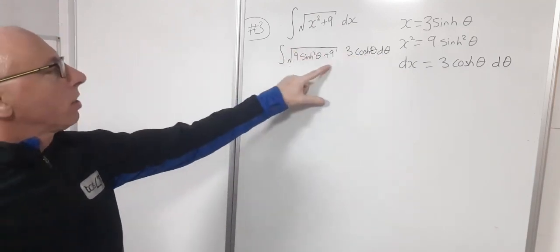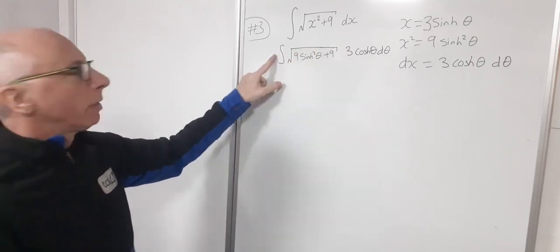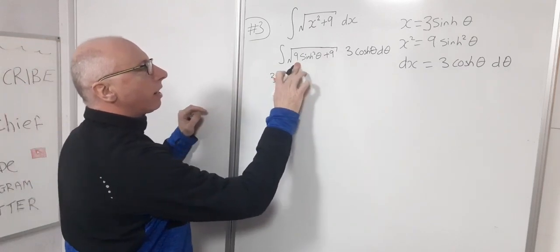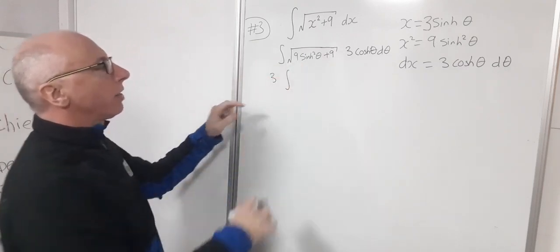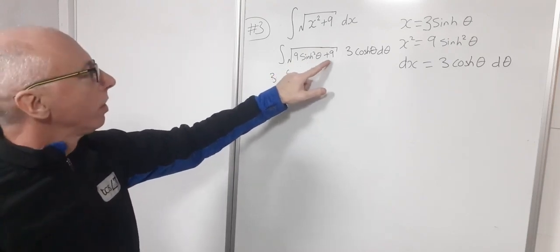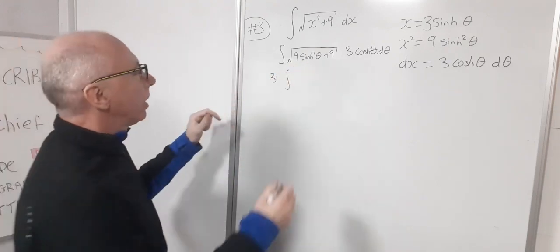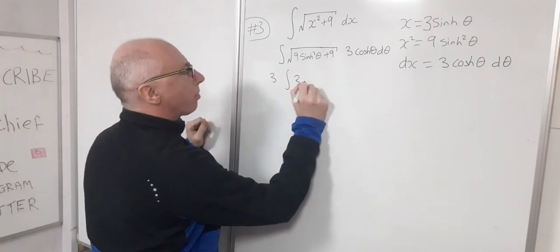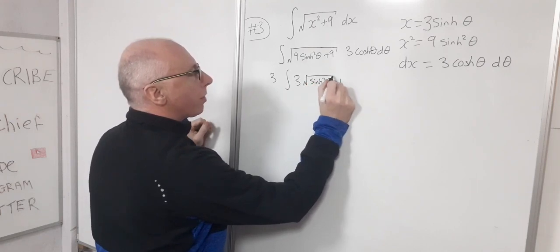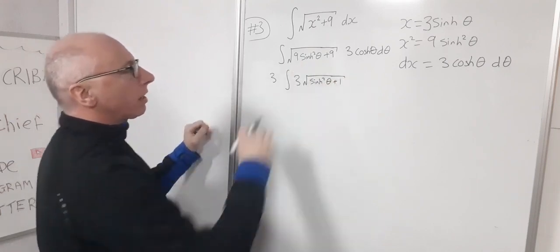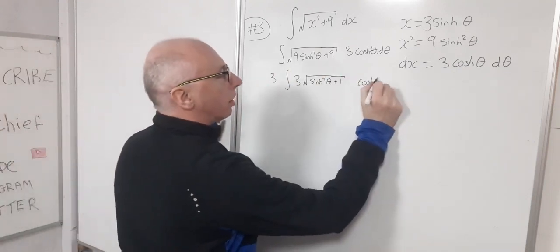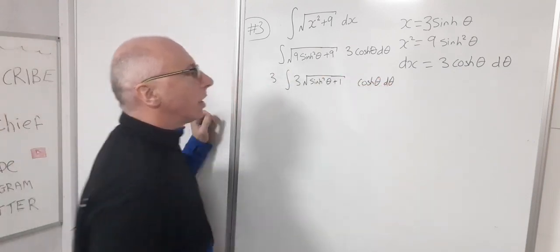Okay, so now to simplify this off, the 3 can come out the front. So I've got my 3 there. And then here I can factor a 9 out of this. So if I do 9 times sinh squared theta plus 1 and then take the square root of that, I will then have another 3. So 3 times sinh squared theta plus 1. So that's the equivalent to that. And then here I've just got cosh theta. Okay, and then d theta.